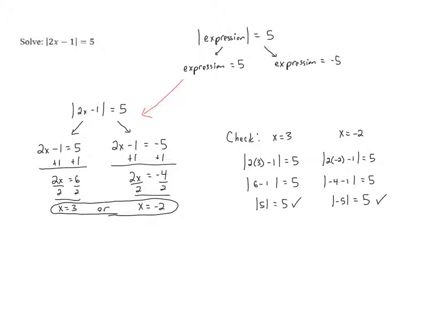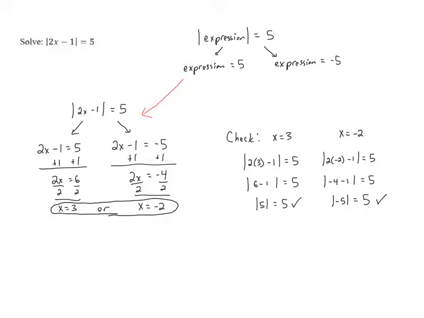And this is the method that we're going to be using in general. If we have the absolute value of some expression equals a number, so long as it's a positive number, we can split it up into these two equations where either the expression equals the number or the expression equals the negative version of the number.